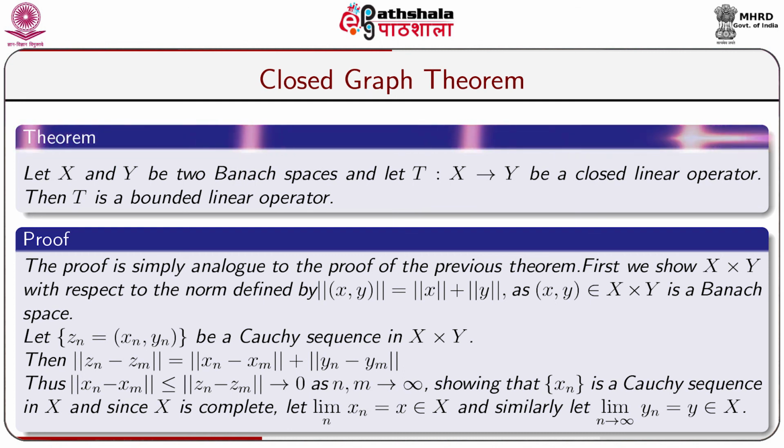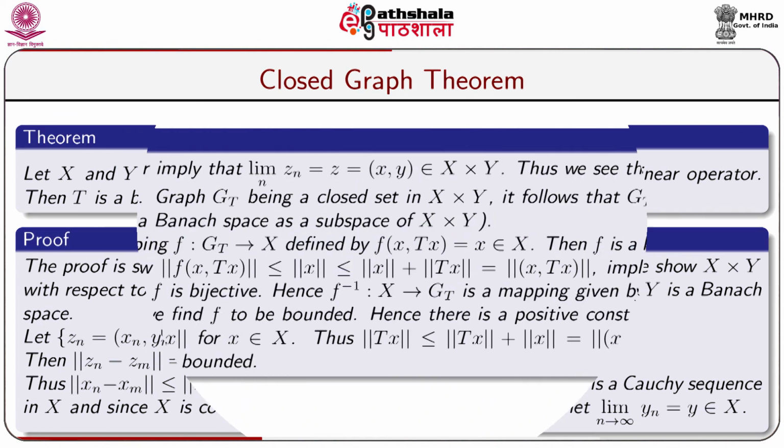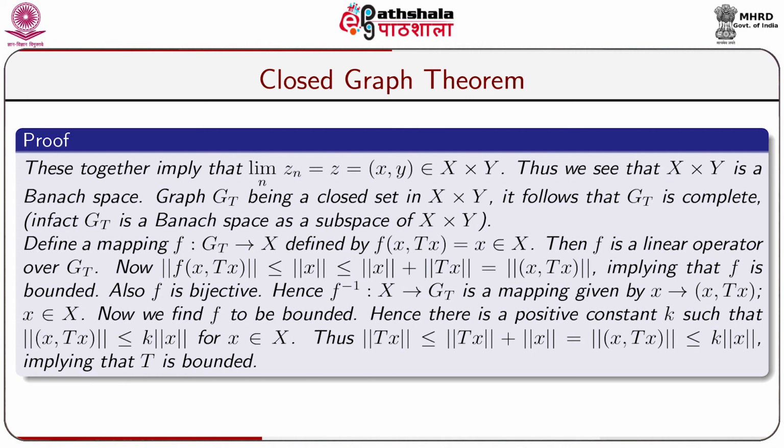So norm of xn minus xm tends to 0 as n, m tend to infinity, showing that xn is a Cauchy sequence in X. Since capital X is complete, let limit of xn as n tends to infinity be equal to x belonging to capital X. That means xn converges to an element x belonging to capital X as X is complete, and similarly let limit as n tends to infinity of yn be equal to y belonging to capital Y. These together imply that limit of Zn is equal to z, equal to the pair (x, y) belonging to X cross Y, that is, Zn converges to z, where z is equal to the pair (x, y), which is an element of X cross Y.